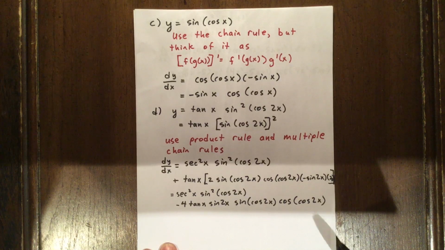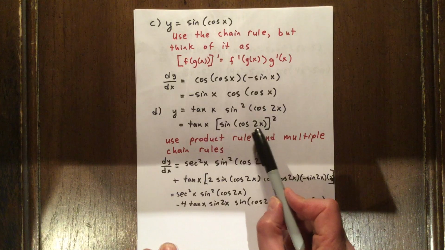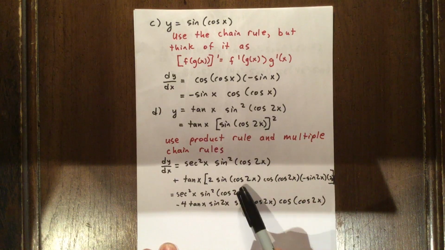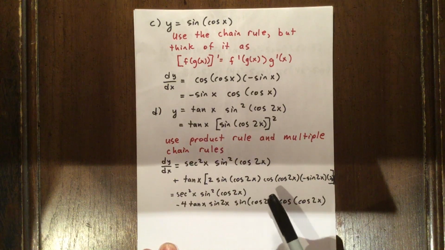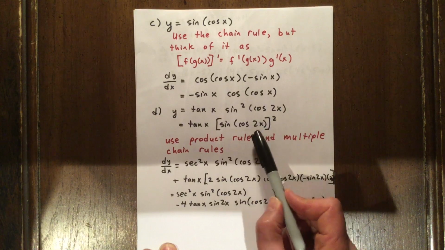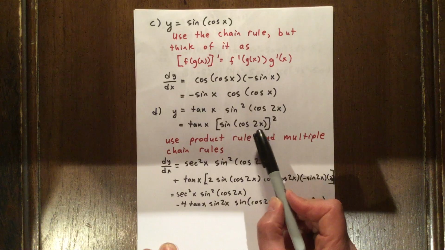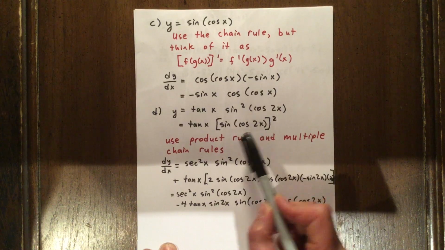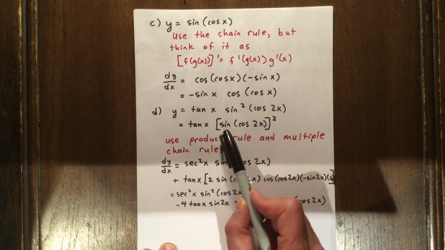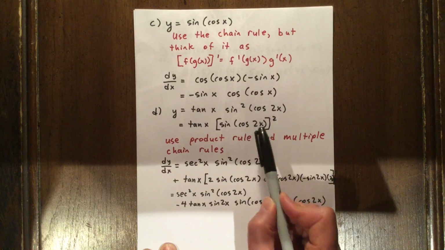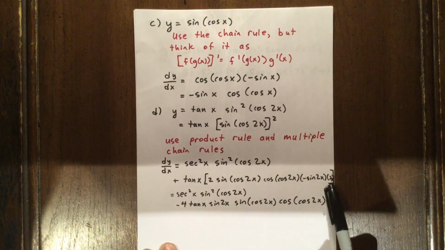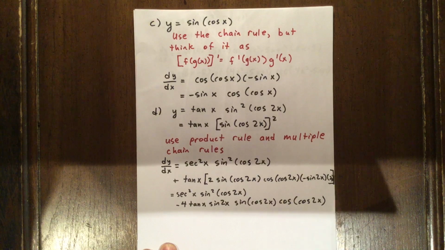One thing to remember is the innermost angle here is 2x, and when you're doing those multiple chain rules, you're done when you've written down the derivative of that innermost angle. So the innermost angle here, with the sine cos of 2x, was 2x, so we had to keep on going until we gave the derivative of that, which is 2.